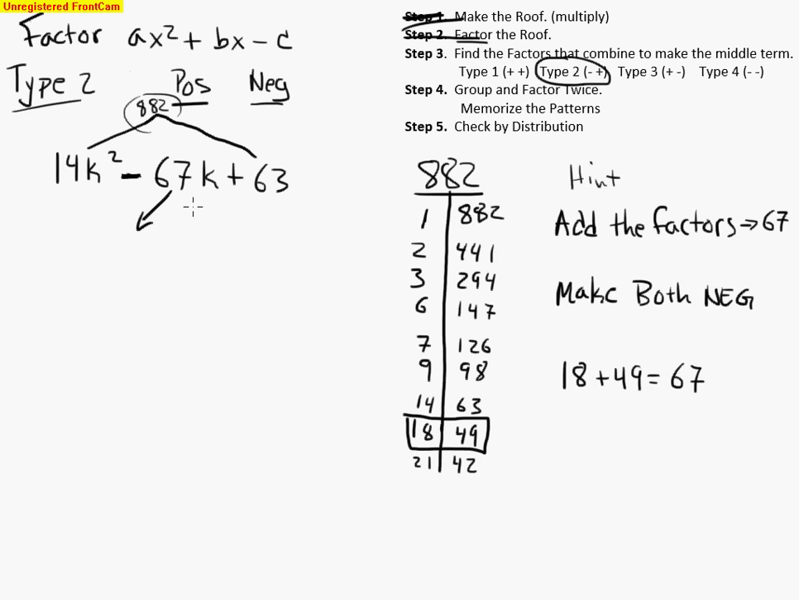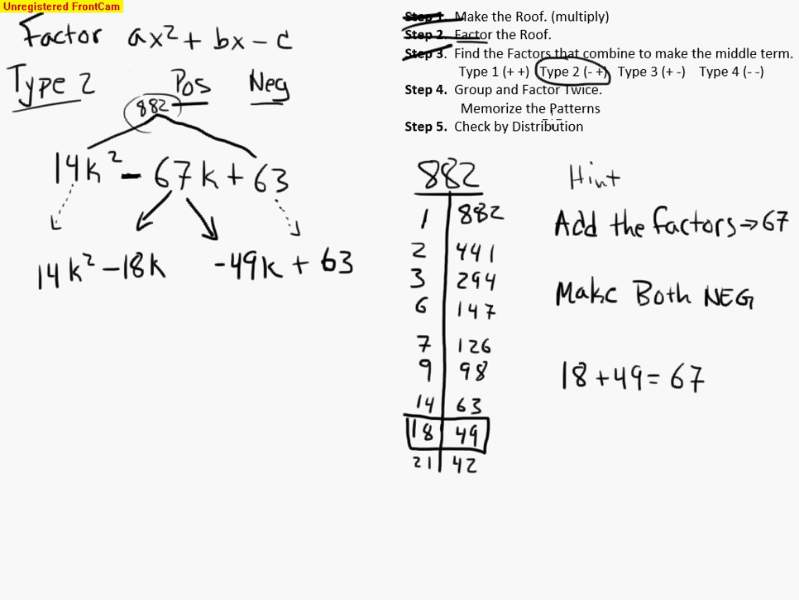I'm going to split this apart, and I'm going to say I have a negative 18 and I have a negative 49. Well, again, I have to have my k's here, my k here, and then I can't forget what I left off. So 14k squared, and then plus 63. Done with step 3.